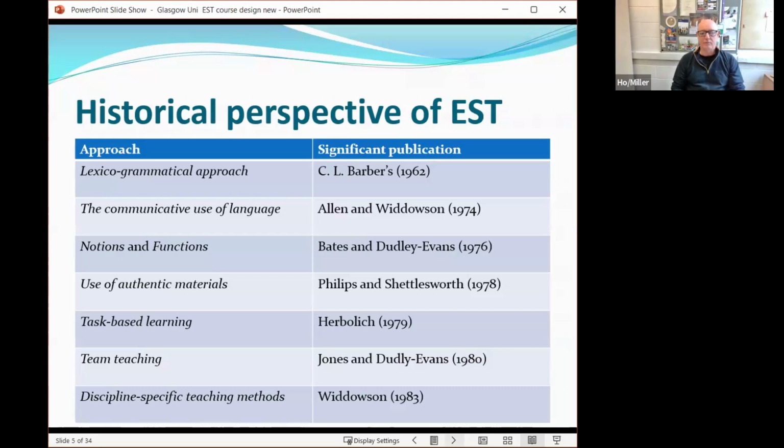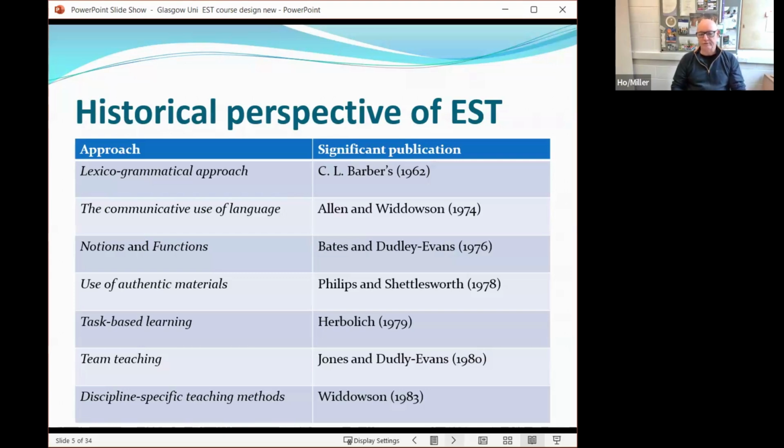development, from around about, well, the early 1960s. So we started off with a lexicogrammatical approach, grammar translation, basically. Then around about the mid-70s became the communicative language teaching era. That textbooks were not really developed until the late 1970s, but the concepts were around about early 1970s.